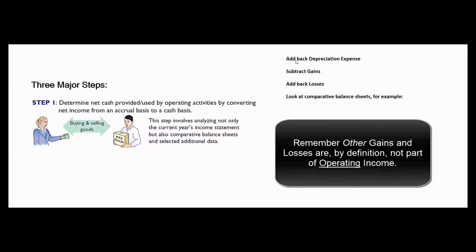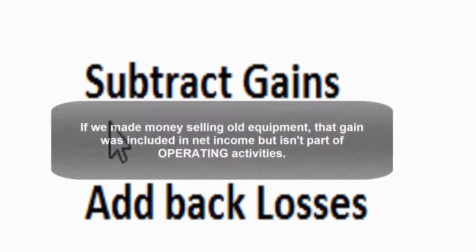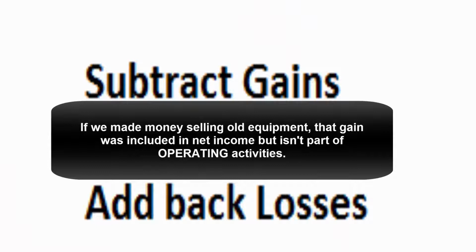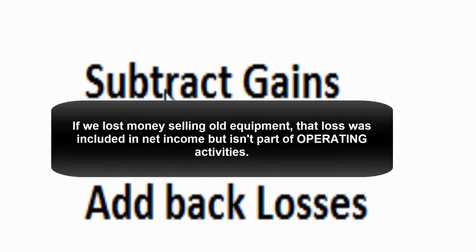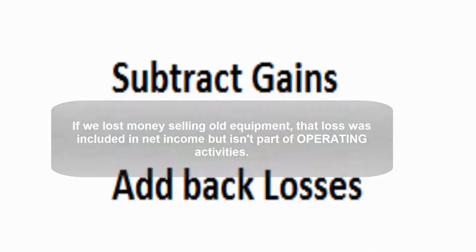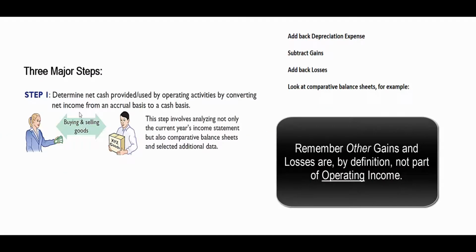Next, kind of counterintuitively here, we have to subtract out gains. If we made money selling an old piece of equipment, it got included in net income, but it isn't part of operating activities. On the flip side, if we had a loss, it was included in net income, but selling our old equipment is not part of our operating activities. So we have to fix that by subtracting gains and adding back losses.